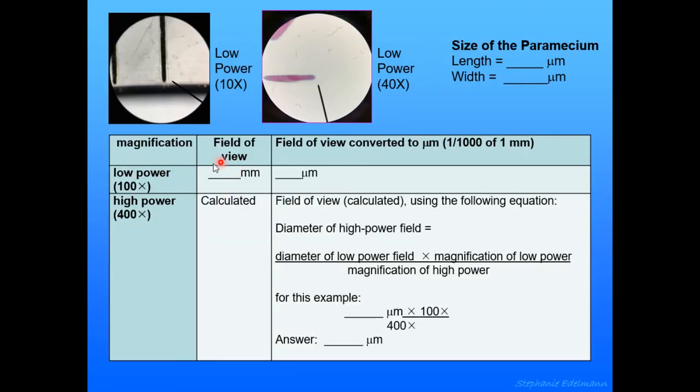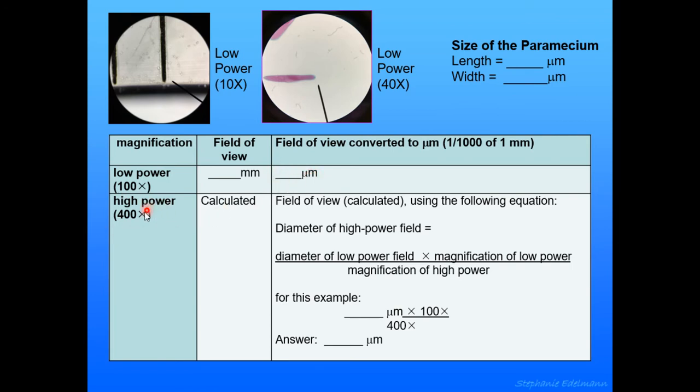So you already have the answer to the first question, right? Because you've already been told that the field of view at low power is 2 millimeters. So now the question is, how much is that in micrometers? And you know that 1,000 micrometers are 1 millimeter. So you should be able to figure out what that number is now.